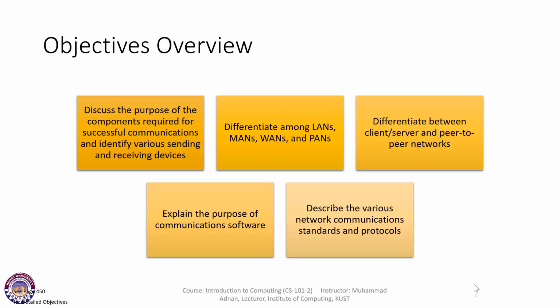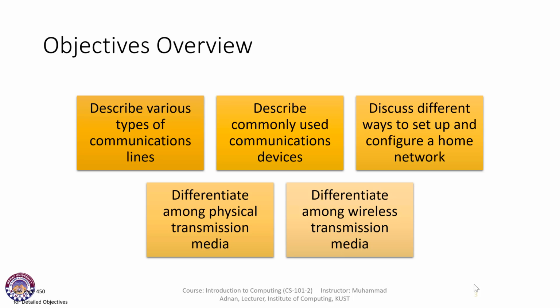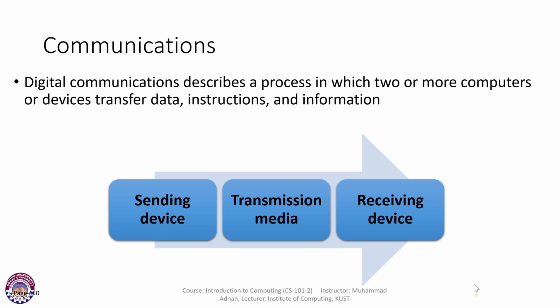And then we are going to discuss the purpose of communication software, and describe the various network communication standards and protocols. We are also going to describe the various types of communication lines. We are going to study the commonly used communication devices, and then discuss different ways to set up and configure a home network. In the last, we are going to differentiate among physical transmission media and differentiate among wireless transmission media. So with that, let us start our lecture formally.